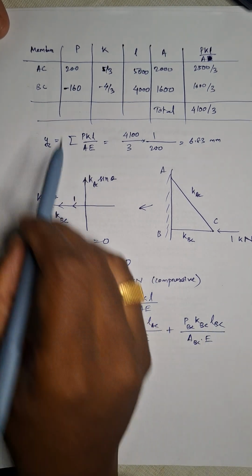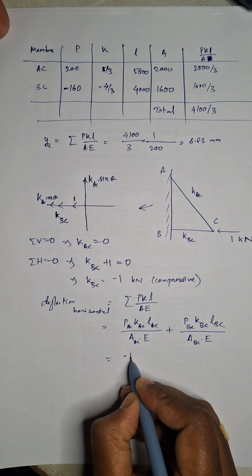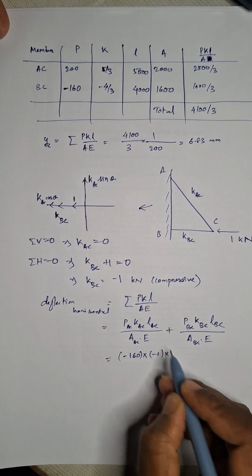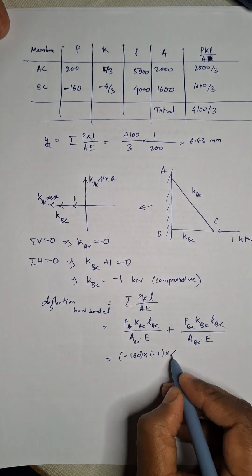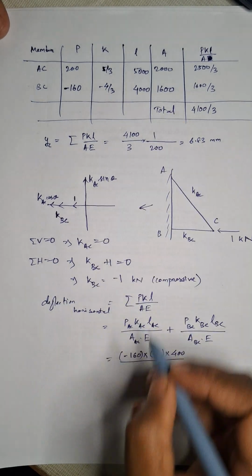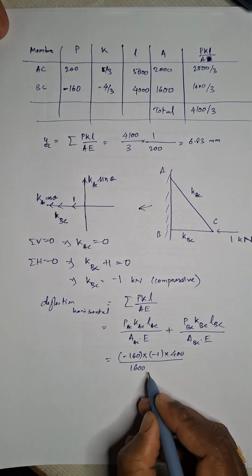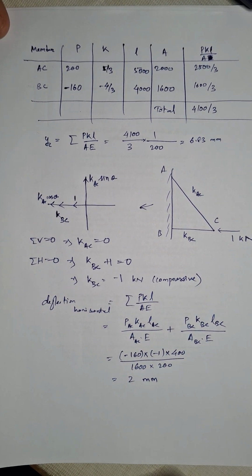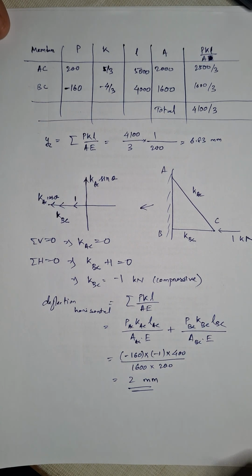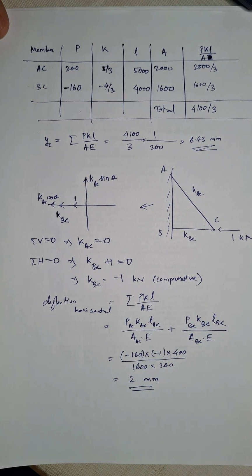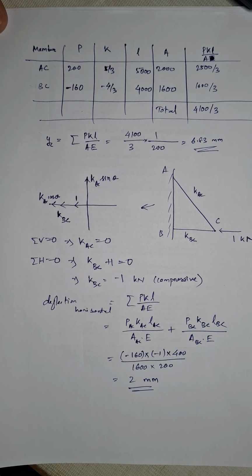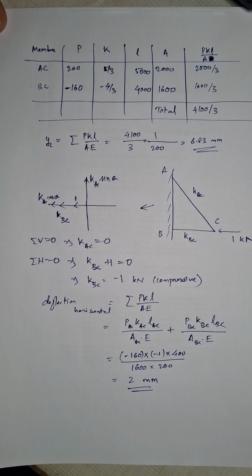What is PBC? We have already found minus 160. KBC we have got minus 1. Length of BC we have got 4000, divided by area of BC 1600, into E, which is 200. So this is 2 mm. If we do the calculation, we get the horizontal deflection is 2 mm and the vertical deflection is 6.83 mm. Similarly, we can solve other problems also. I will give you some problems, you try on your own. If you get any doubt, then we'll solve it.